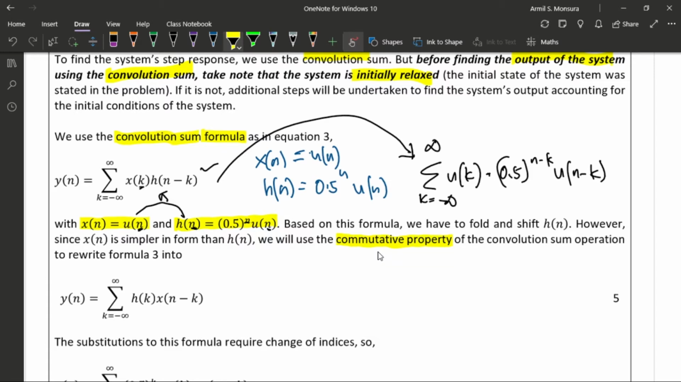Okay? So, ibig sabihin, kung commutative si convolution, instead of actually doing the... kasi ang nangyari dito, kaya ito naging h of n minus k. Ito yung naging fold and shift. Diyan tayo nag-fold and shift. Okay? So, since commutative si convolution sum, yung fold and shift, pwede natin gawin instead kay x. Okay? Pwede natin gawin instead kay x.